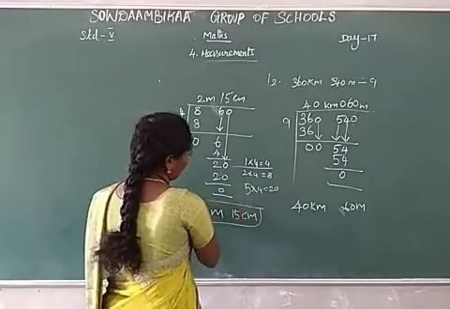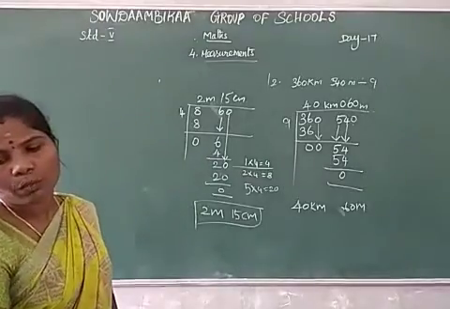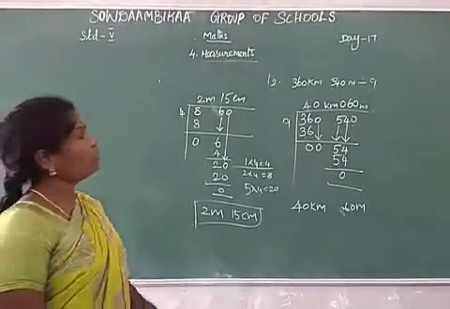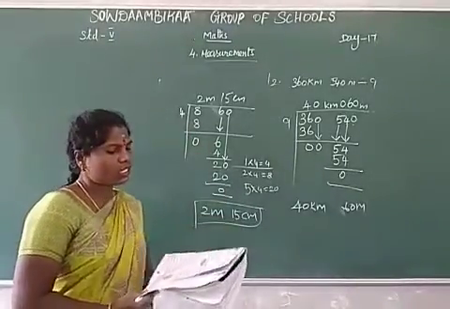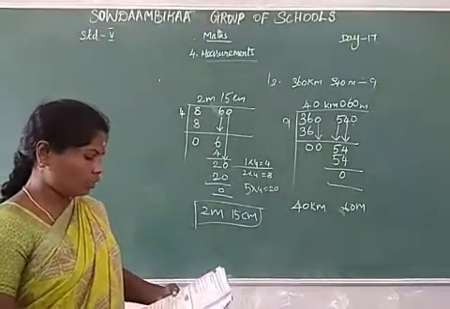2 meter 15 centimeter is each one part. The total length of the cloth is 8 meter 60 centimeter, and the length of one piece is divided by 4. So the answer is 2 meter 15 centimeter.